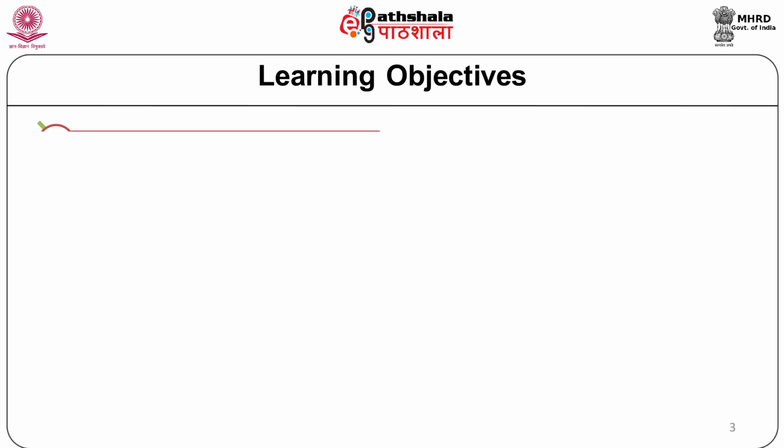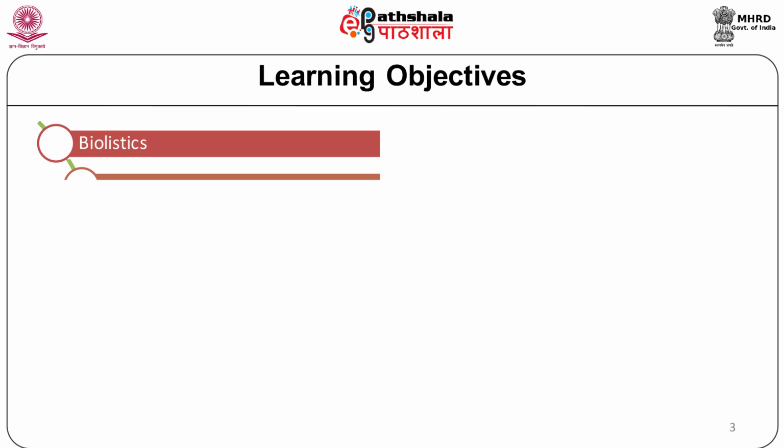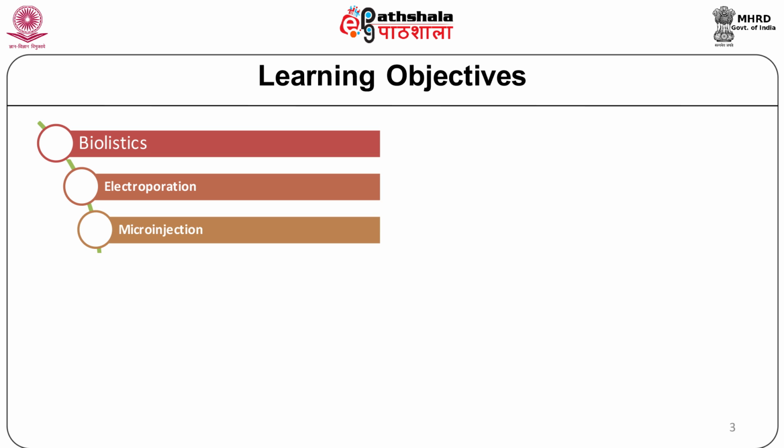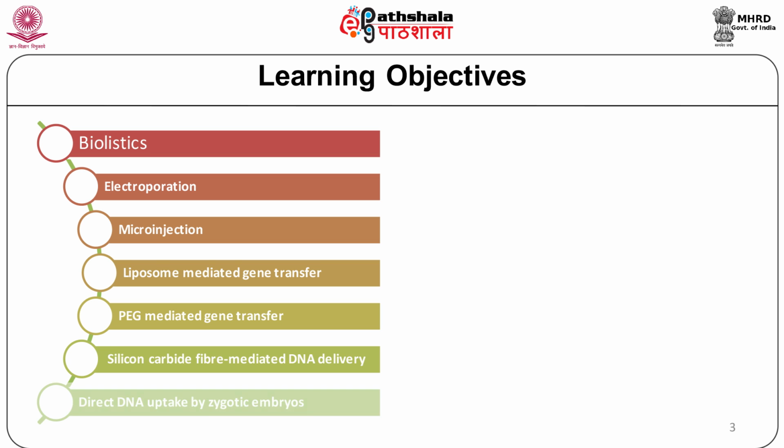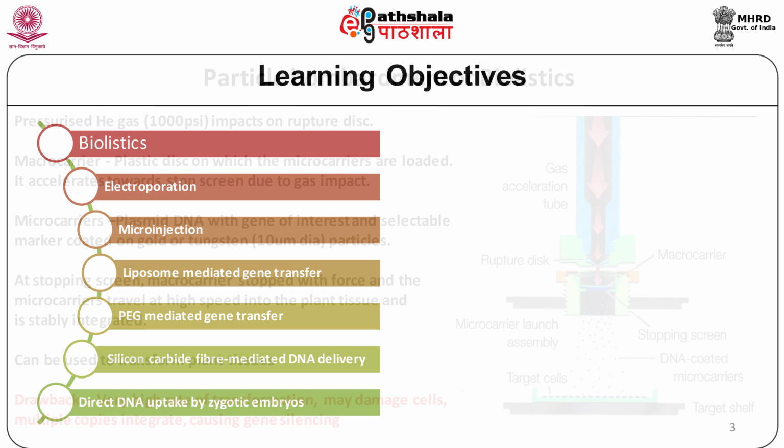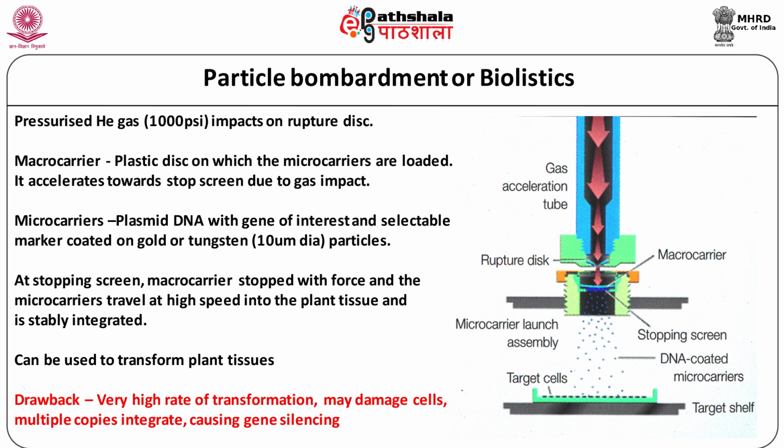These include ballistic transfer, electroporation, microinjection, liposome, PEG or silicon carbide fibers mediated transfer, and the direct DNA uptake during imbibition. Direct gene transfer involves the transformation of plants without involvement of Agrobacterium tumefaciens. There are different strategies used for direct gene transfer. The first one is the ballistic strategy.